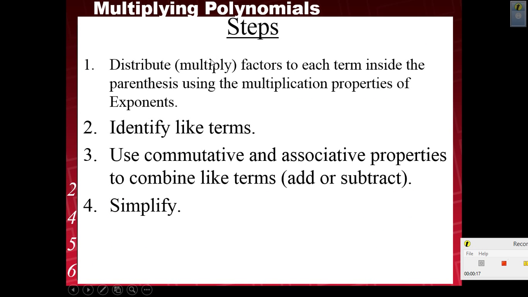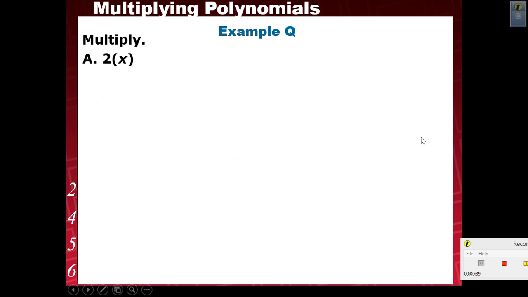Yesterday we distribute. Is that correct? From there we identify like terms. You use commutative and associative properties to combine like terms, and at the end we simplify. Okay? Today is going to get a little bit more exciting, funner, and you'll see when we get there. But let me just recap what we did yesterday.